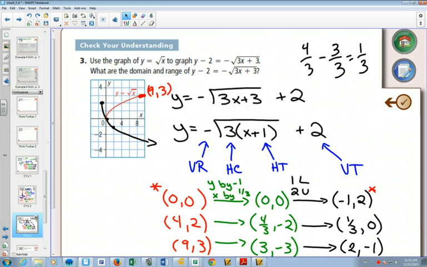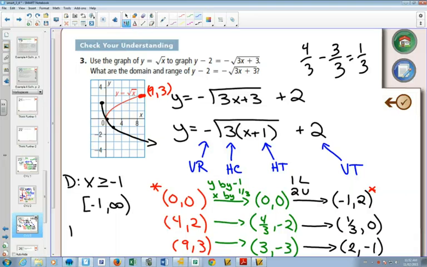What is the domain and range of this black graph? The key thing for the domain and range of our black one is where this starting point is at -1, 2. Its smallest value is -1. So now the x values are bigger than or equal to -1. Or you could write it from -1 to infinity.